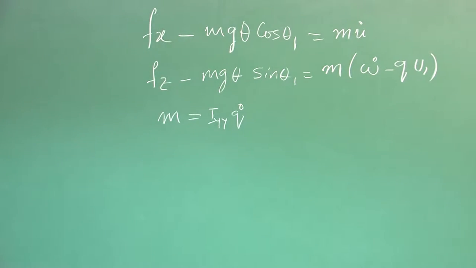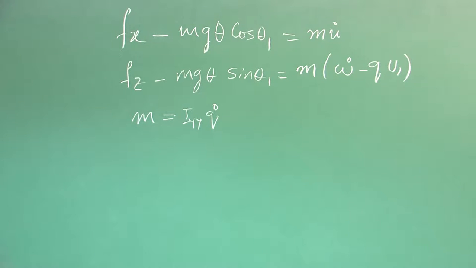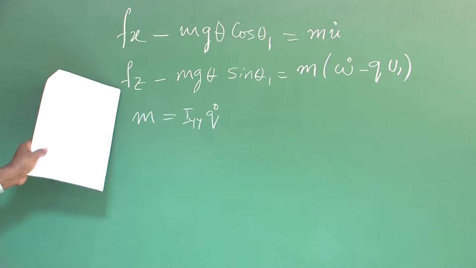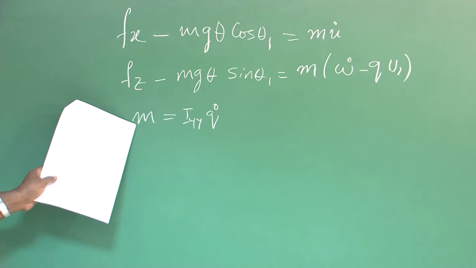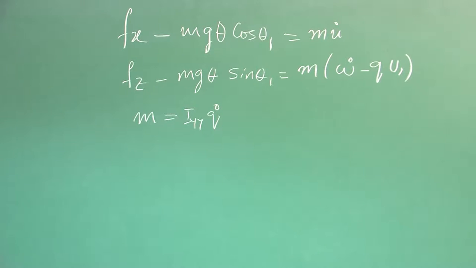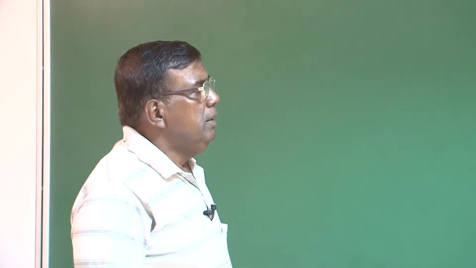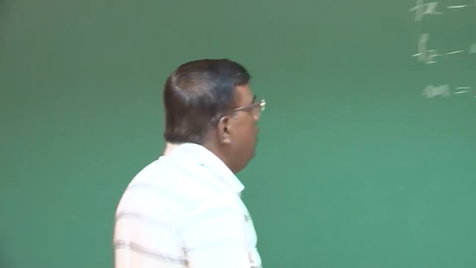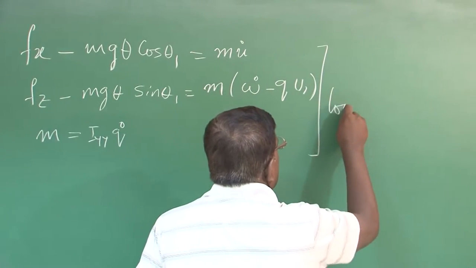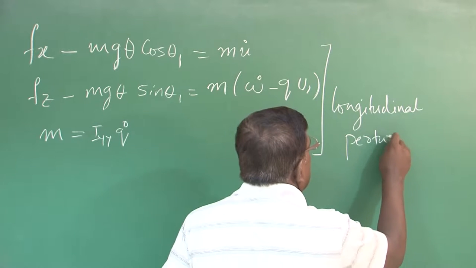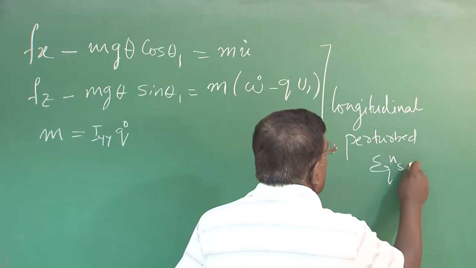Sometime I may be using fax, as long as they are small letters fx, fz and small m, we all understand these are perturbed aerodynamic force along x direction, body x direction, fz along body z direction, and m is about body y axis. But we are also clear that we are using stability axis system as the body fixed axis system, which is designed in such a way that the orientation of x is towards the velocity vector in the vertical plane. We are talking about only longitudinal perturbed equations of motion.